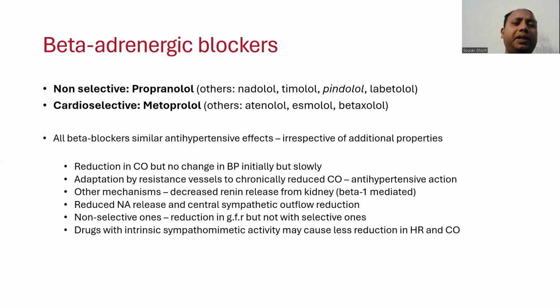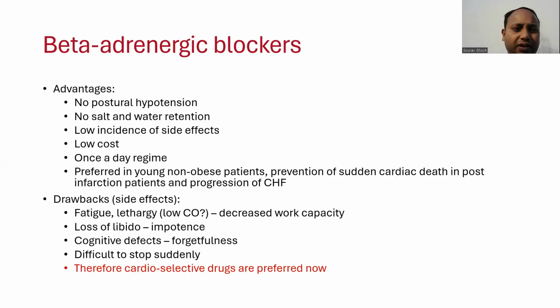Then, if we are talking about beta blockers, meaning beta adrenergic blockers, there are non-selective and cardioselective ones. All beta blockers have a similar antihypertensive effect, irrespective of additional properties, meaning reduction in CO but no change in BP initially, or it falls slowly. Adaptation of resistance vessels occurs, chronically reduced CO and hypertensive effect. Other mechanisms are decreased renin release from the kidney and beta mediated reduced NA release and central sympathetic outflow.